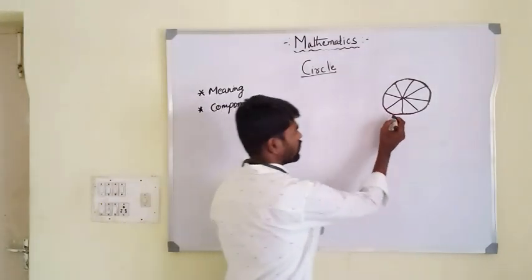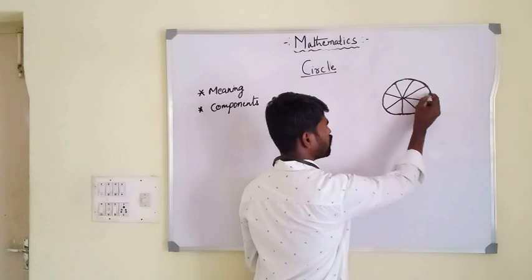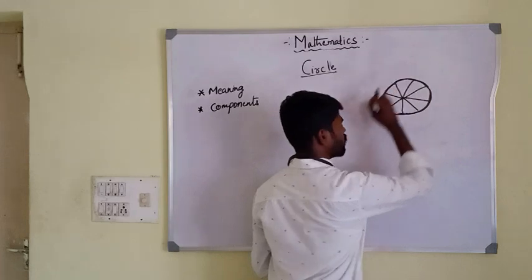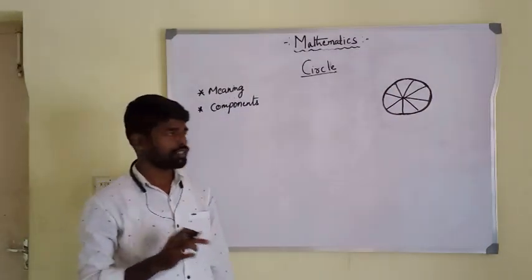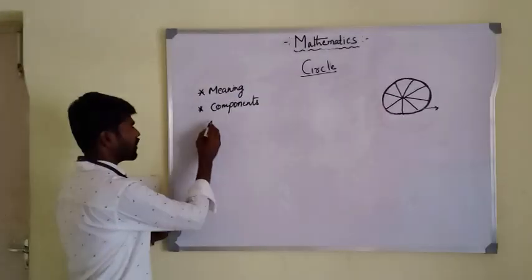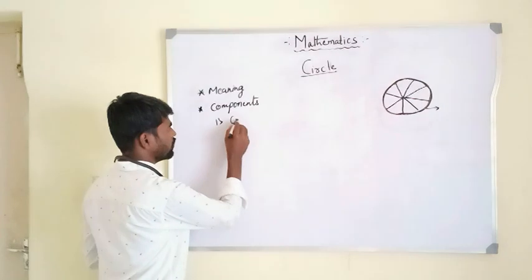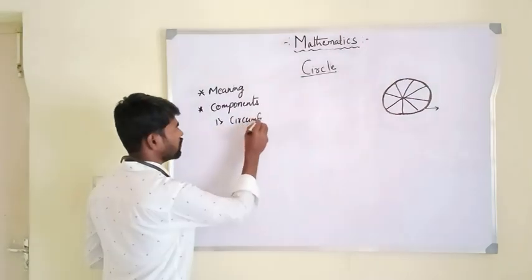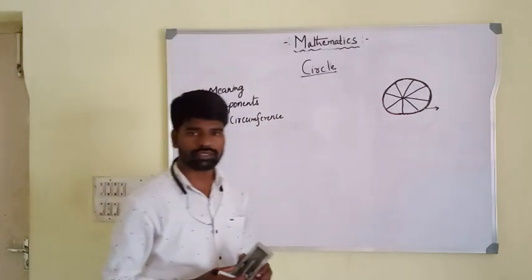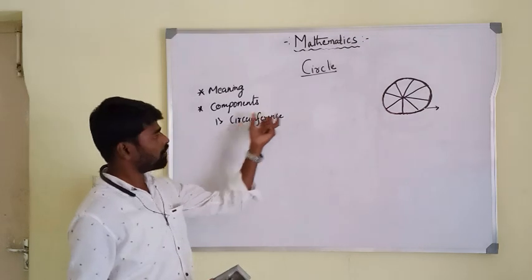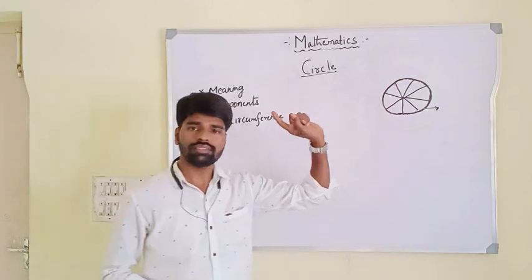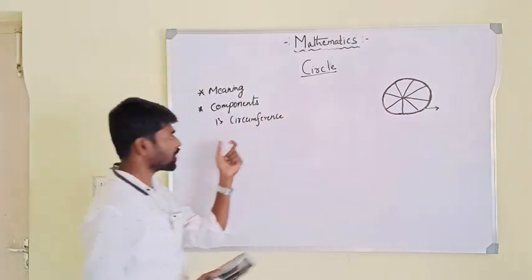So here these are all the collection of points. These points lie on the boundary of the circle. That boundary is called circumference of the circle. Circumference of the circle comes under components, means different parts of the circle. Okay, so circumference is nothing but the length of the boundary of the circle. Understood? So that is circumference.